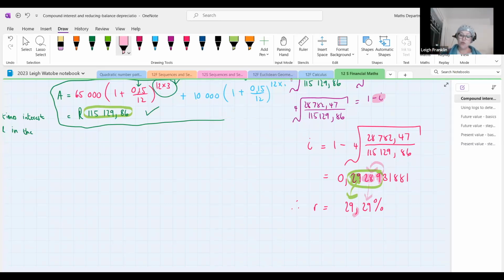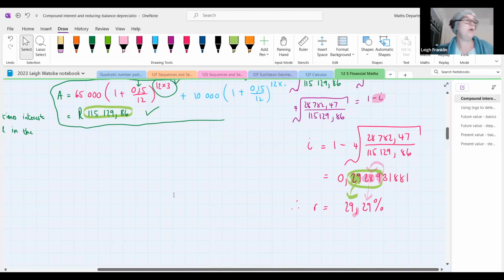All right, thank you, ma'am. No problem, so that you can round correctly to 2 decimal places.